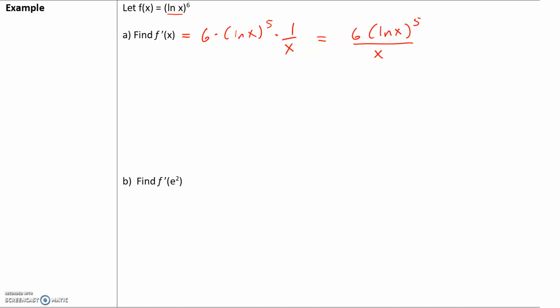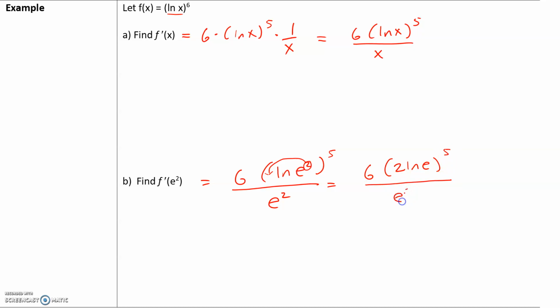Okay, that's my derivative. Then I want to find what is f prime of e squared. So I replace each of the x's with e squared. So I have 6 times the natural log of x, which is e squared, to the 5th power, divided by e squared. Now remember that anytime a logarithm or a natural log has an exponent, that exponent needs to come to the front and become a coefficient. So I'm going to rewrite this as 6 times 2 natural log of e to the 5th power divided by e squared. Now we know that natural log of e is equal to 1. So this equals 1.